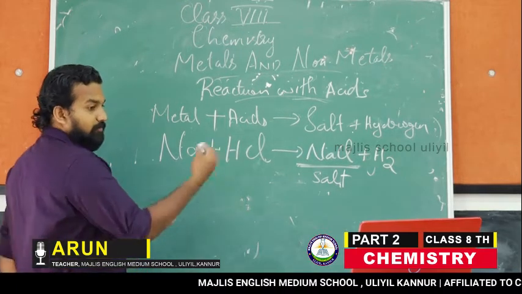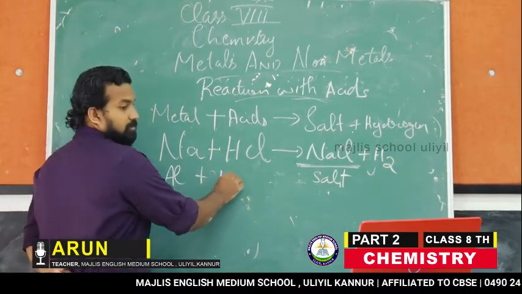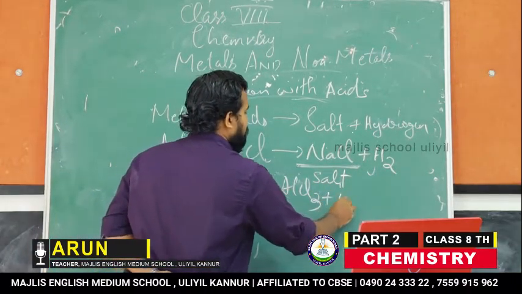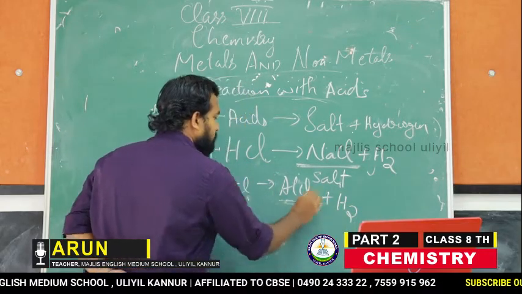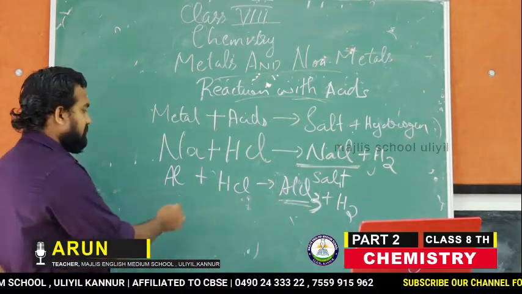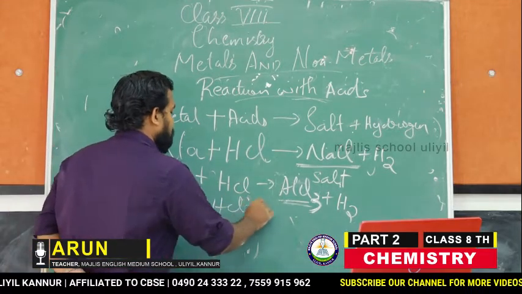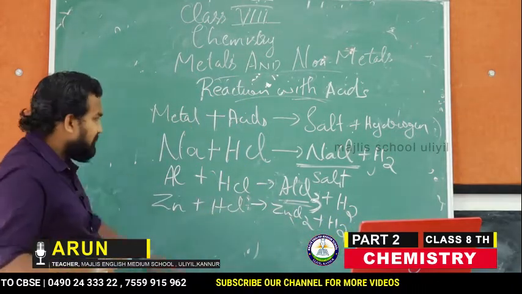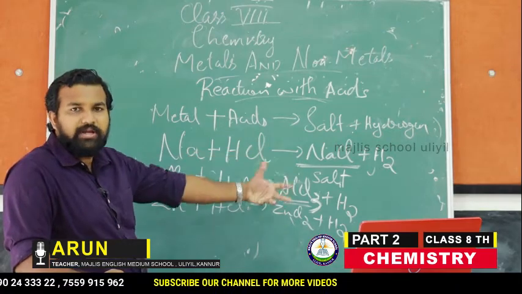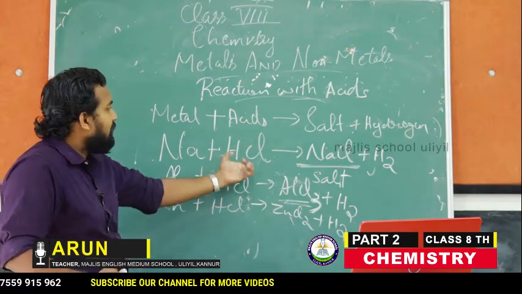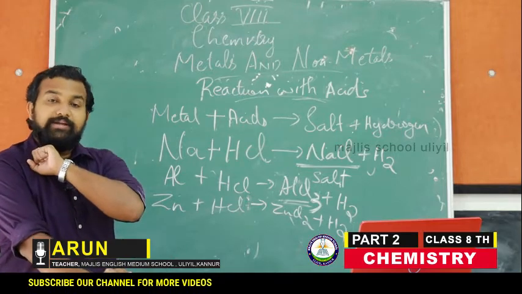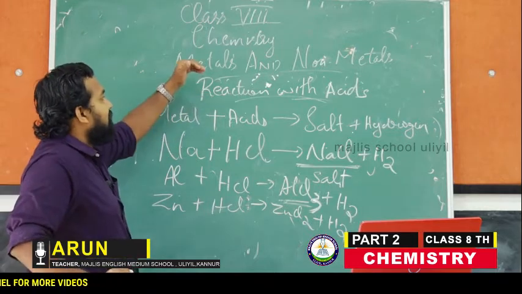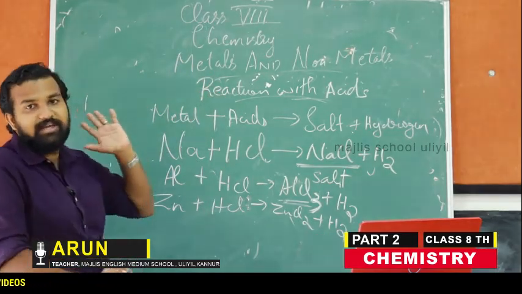So then one more example, aluminium plus HCl gives AlCl3, aluminium chloride, plus H2 gas. This is another salt. One more example if you want, zinc plus HCl gives ZnCl2 plus H2, zinc chloride. So don't worry about these equations and all. You will study how to write them, why they are written like this, how they are combining together. The whole theory you will be studying in your higher classes. Now you just understand which types of reactions happen in the case of metals.